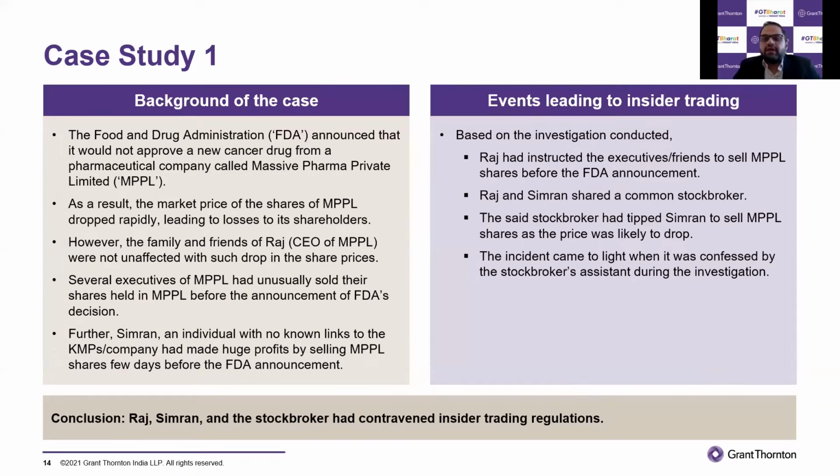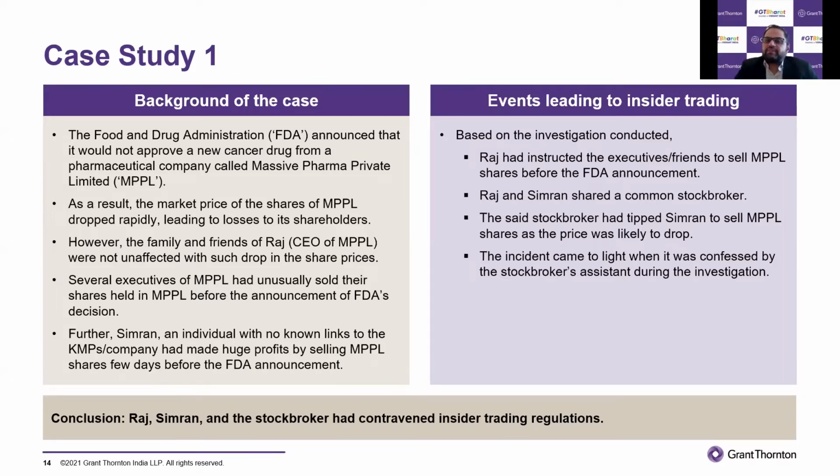I'm conscious of time. So there was this pharma company, and the Food and Drug Administration of the US announced that it would not approve a new cancer drug. As a result of which, obviously, the market price dropped. However, the family and friends of the promoter were not affected by such a drop in share prices because they had obviously sold their shares before the announcement of the FDA's decision. However, Simran, an individual with absolutely no links to the company, had also followed suit and made huge profit by selling Massive Pharma Private Limited shares days before the FDA announced.